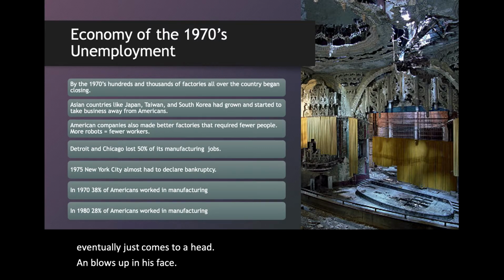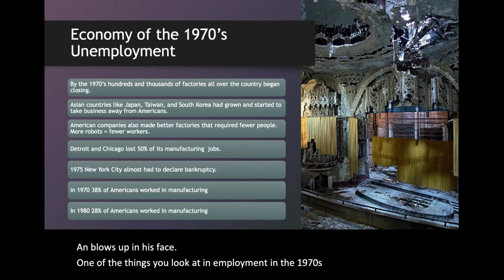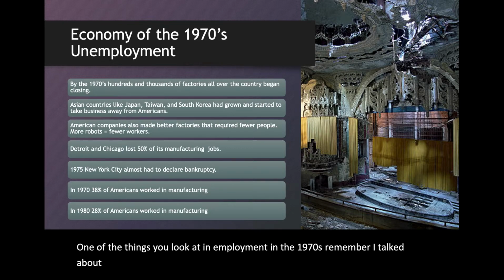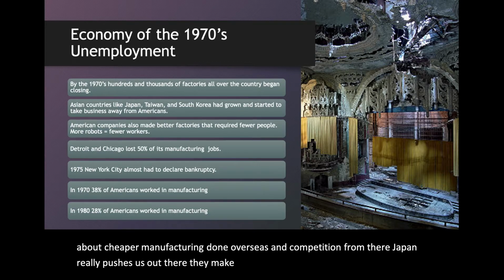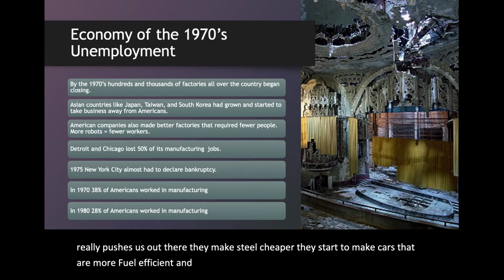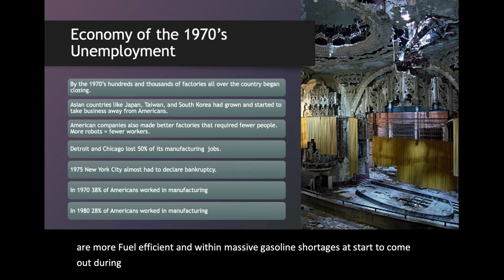One of the things, if you look at employment in the 1970s, remember I talked about cheaper manufacturing done overseas and competition from there? Japan really pushes this out there. They make steel cheaper. They start to make cars that are more fuel efficient, and with the massive gasoline shortages that start to come out during this time frame, their cars are starting to be bought up in greater numbers.